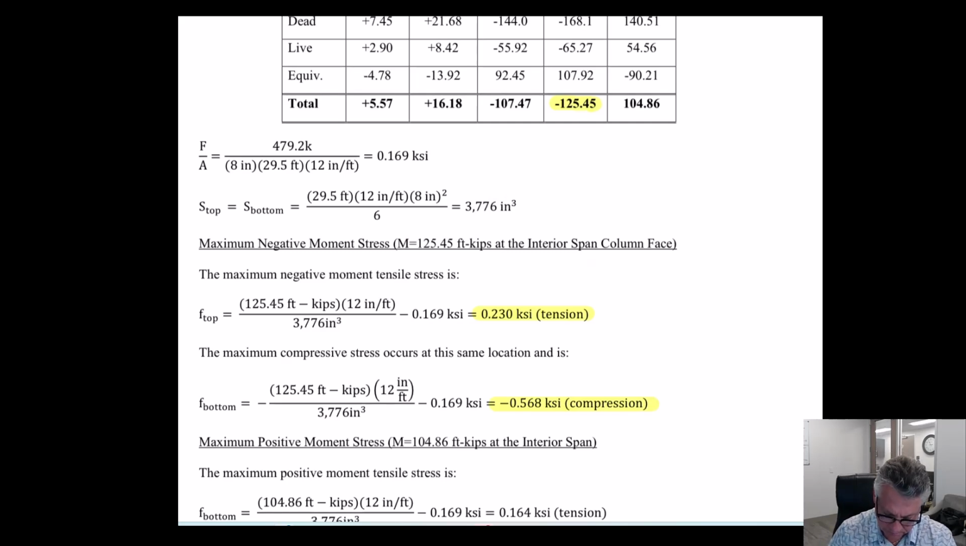But the maximum bottom stress at that location, M over S, negative, minus F over A, 568 psi in compression.